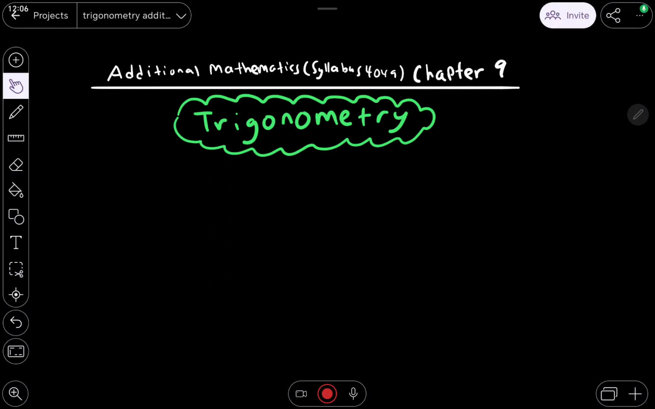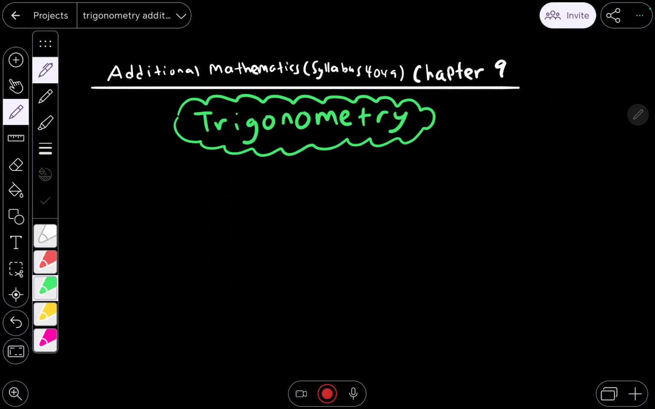Welcome back to another episode of Additional Mathematics Syllabus 4049, where we look at Chapter 9 of our textbooks, which is on none other than the one in green, trigonometry. Specifically, AMF trigonometry. So what is one thing that comes to your mind when you hear the word trigonometry? For me, I'll think about triangles.